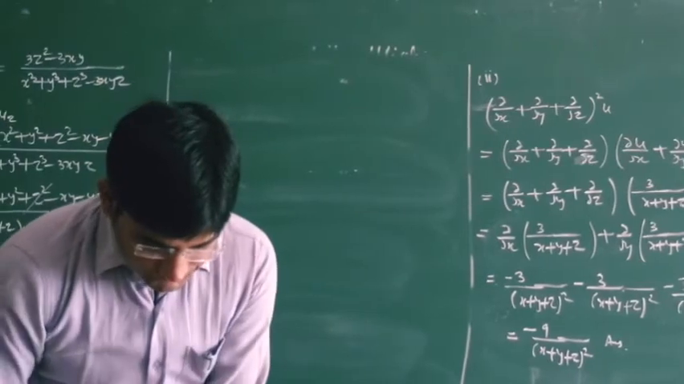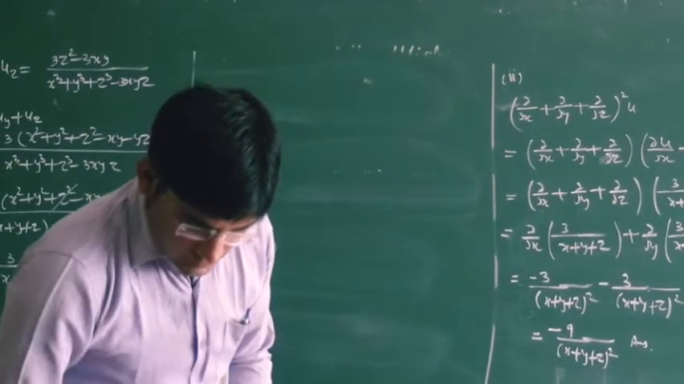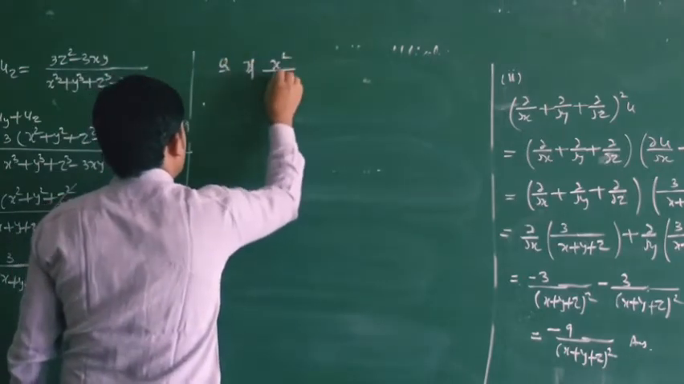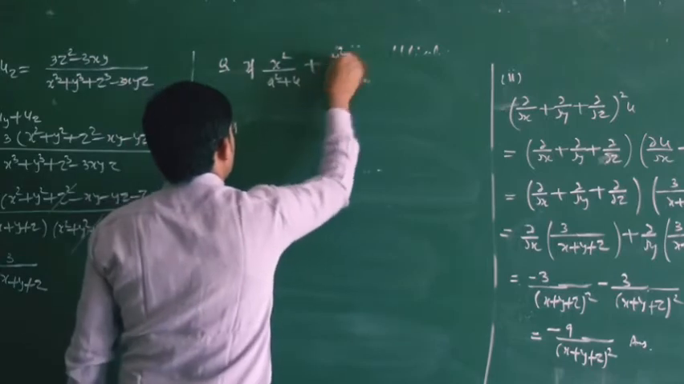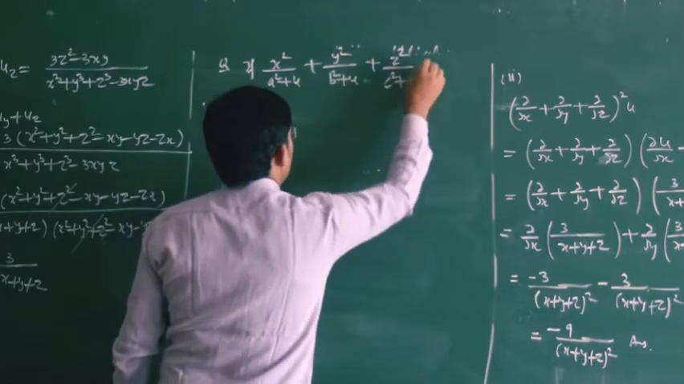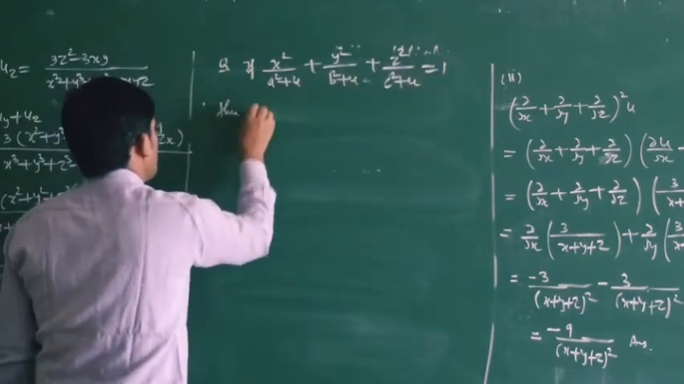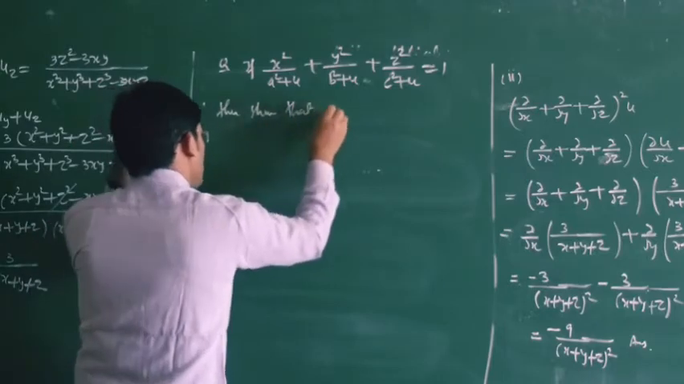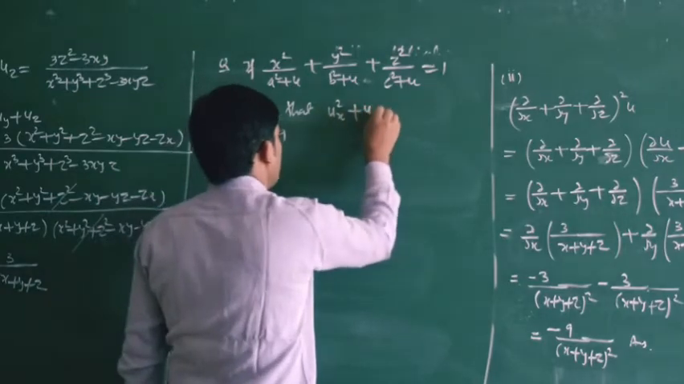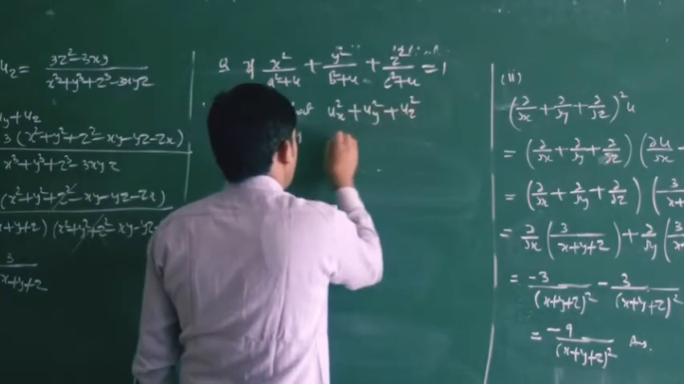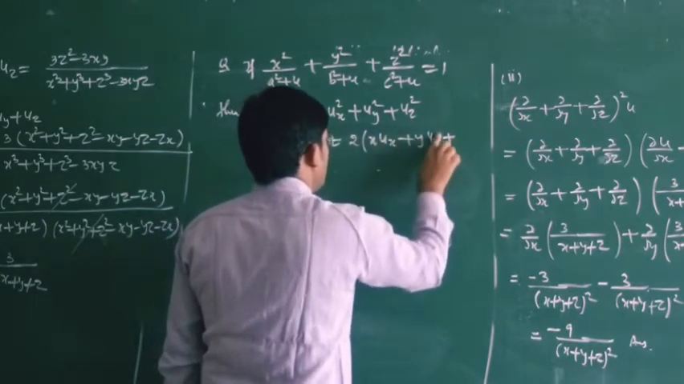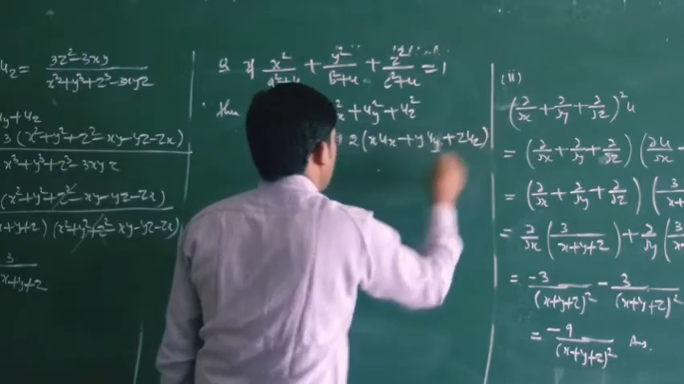The second question is: if x square upon a square plus u plus y square upon b square plus u plus z square upon c square plus u equal to 1, then show that ux whole square plus uy whole square plus uz whole square is equal to 2 times x ux plus y uy plus z into uz. So solution.